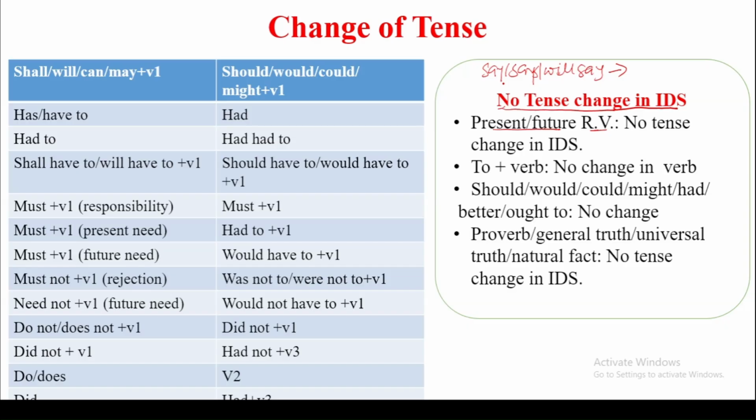If a reporting clause has these reporting verbs, we do not change tense in indirect speech. If there is to plus verb, we do not change tense. We always write to plus infinitive, means V1 everywhere. Should, would, could, might, had better, ought to, these are not changed.